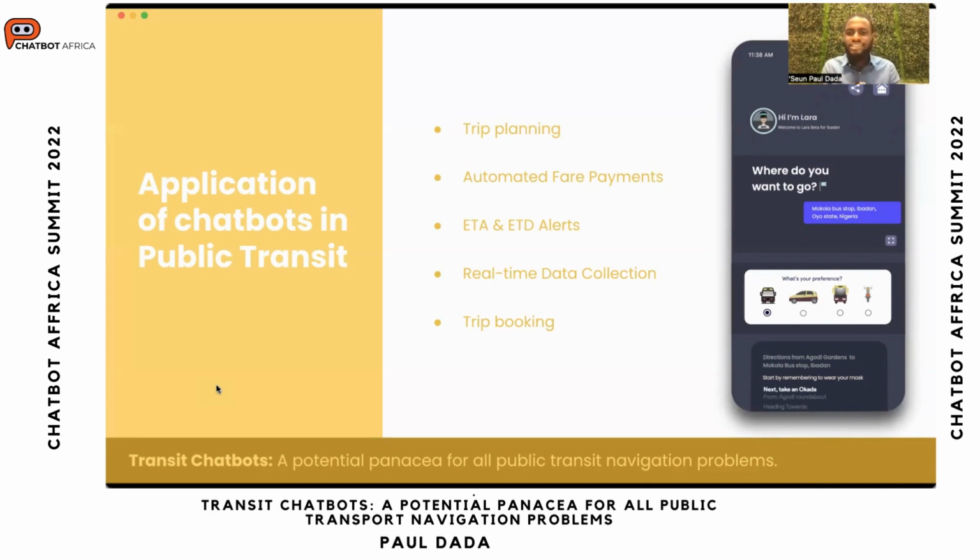Next thing is automated fare payment. Payment systems can also be integrated with the chatbot, such that after planning my trip, I don't need to pay physical cash. I can just pay for my ride right from my app.